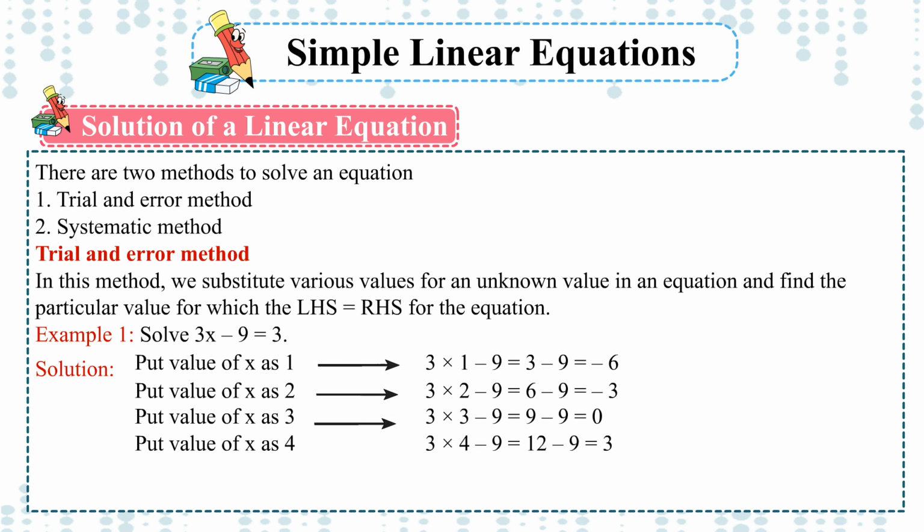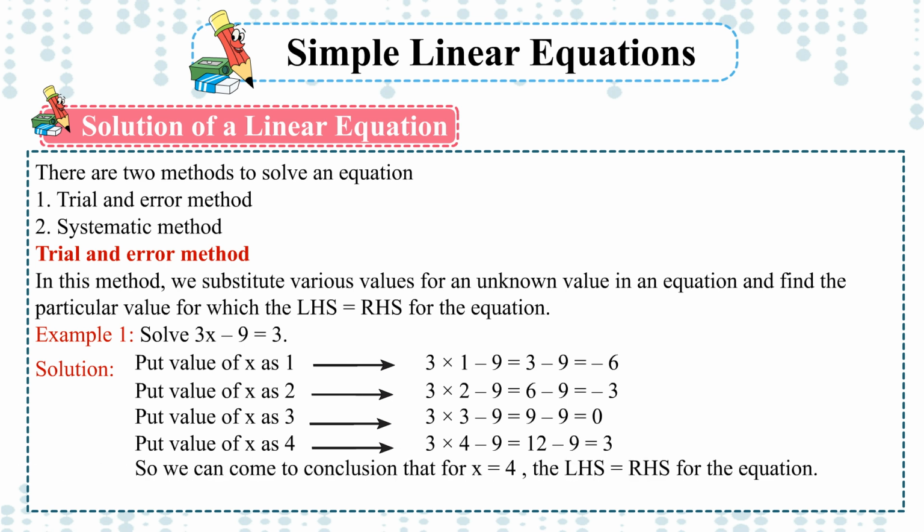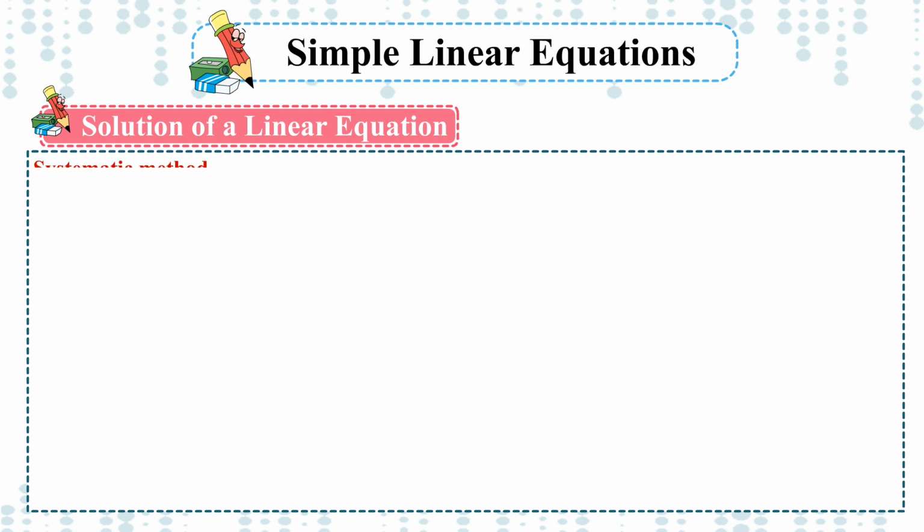Put value of x as 4. 3 multiply 4 minus 9 is equal to 12 minus 9, which is equal to 3. So we can come to the conclusion that for x is equal to 4, the LHS is equal to RHS for the equation. So, x is equal to 4 is the solution of the equation.